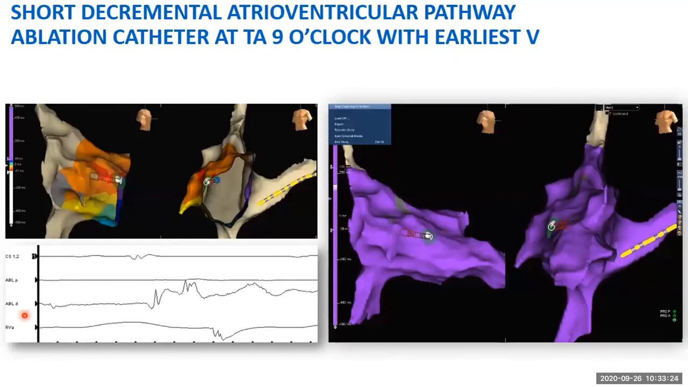The ablation catheter is positioned at this spot, and note that the ventricular signal at the ablation is earlier than the ventricular signal at the RV catheter. These features are consistent with a short decremental atrioventricular pathway. In a long atrioventricular pathway or an atriofascicular pathway, the ventricular electrogram at the RV will usually precede the catheter at the annulus.